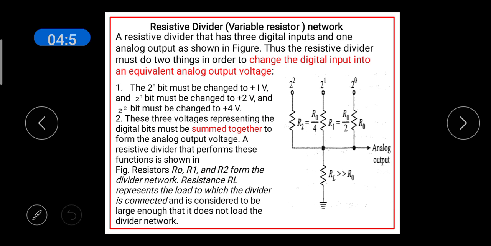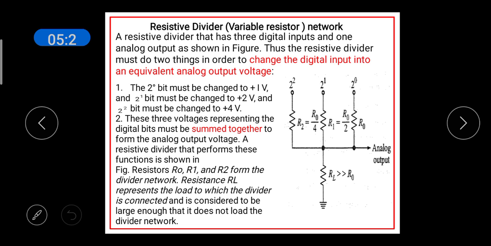A resistive divider that has 3 digital inputs and 1 analog output is shown in the figure. So in order to have a resistive divider, we must know the function of the resistive divider. The resistive divider has two functions. First, it has to change the digital input into an equivalent analog output voltage. Then the second thing is, all these voltages must be summed together.